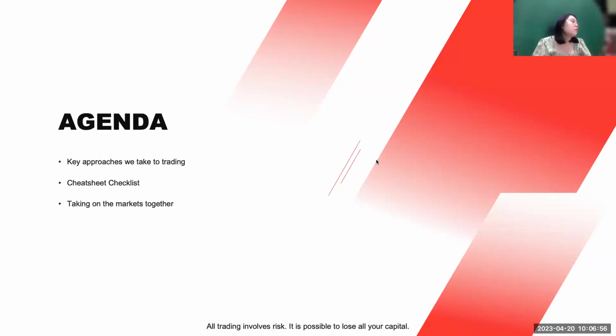Our agenda for today is we're going to look at 3 charts, as I was saying. I usually look at 1 commodity, 1 Forex, and 1 crypto. But today we're going to look at 1 commodity and 2 Forex pairs instead. Our agenda for today is to look at key approaches we take to trading. So I'm going to go through some of the cheat sheet checklist that I have.